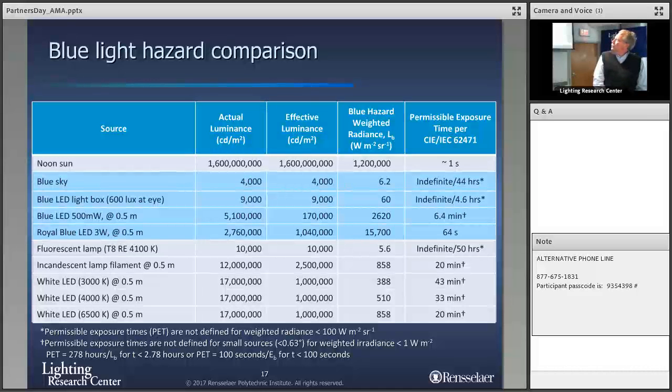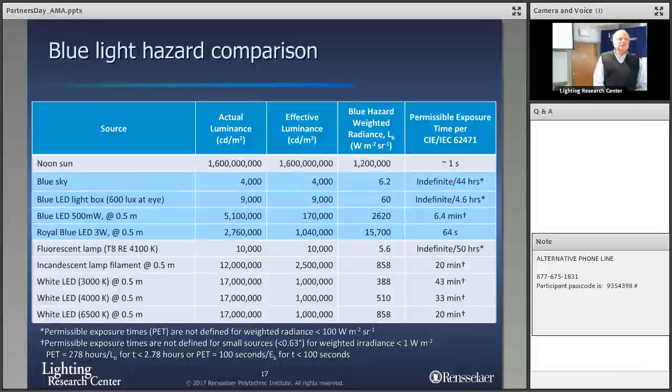But when you come to a single LED die, 6 minutes is getting close to where you might want to be really concerned about that. It's small, it's averaged across a certain part of the retina, but it still represents, I consider, a potential hazard.